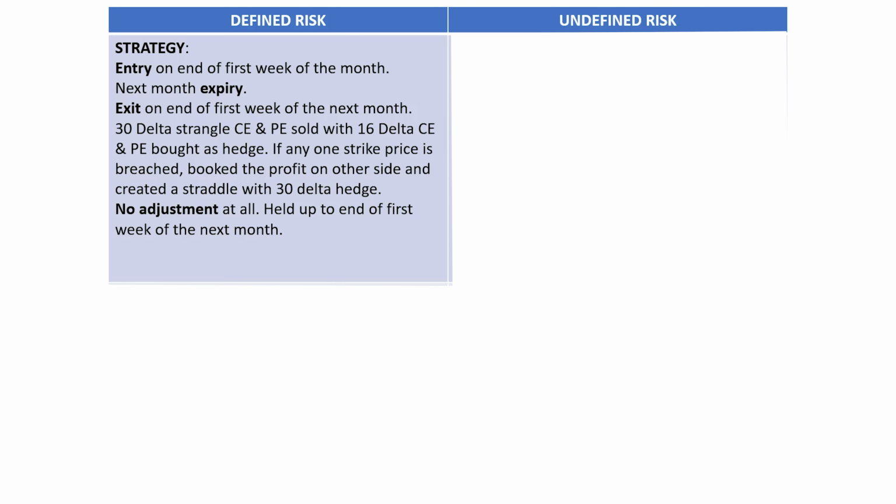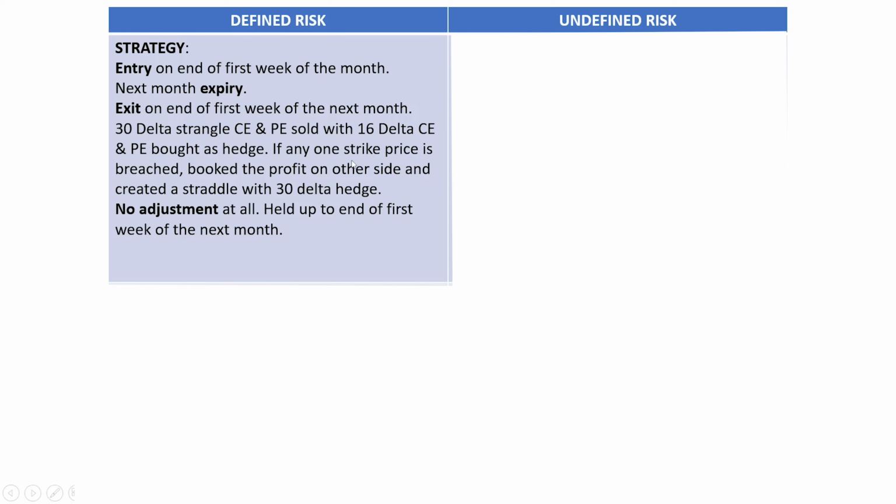First, I have backtested both the defined risk strategy and the undefined risk strategy. I will tell you the rules of the strategies I backtested one by one. First, the defined risk strategy: entry at the end of the first week of the month. The next month will be the expiry, our trading expiry. Exit will be at the end of the first week of the next month, the expiry month. It is a 30 delta strangle, which means CE and PE sold at 30 delta, with 16 delta CE and PE bought as a hedge.